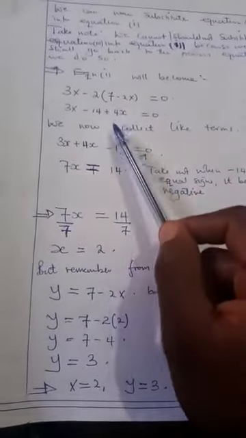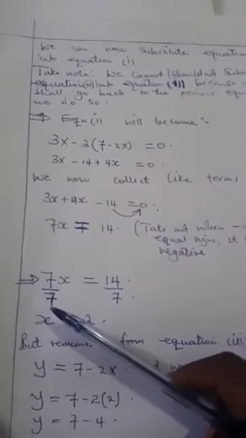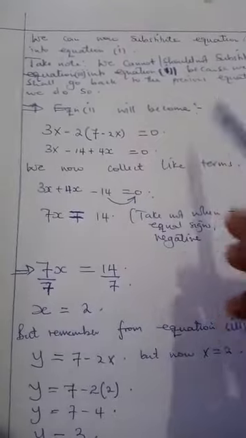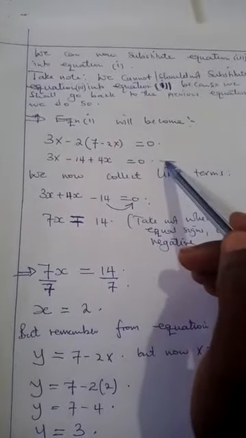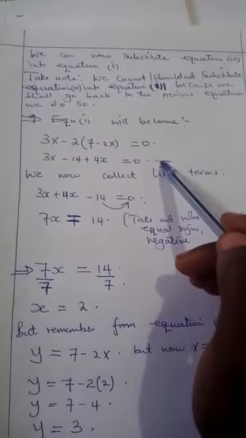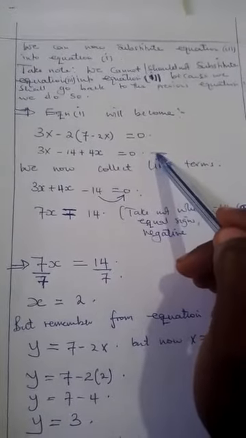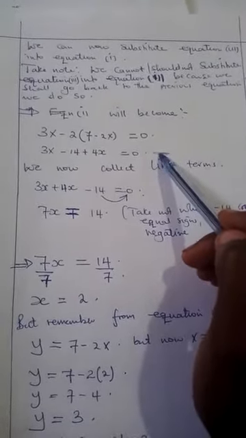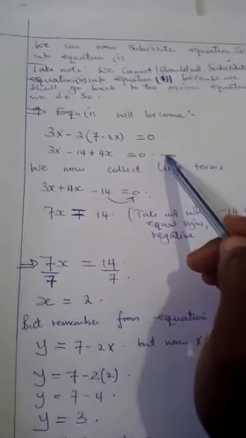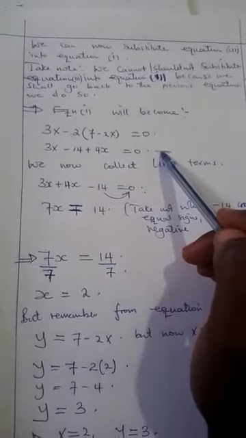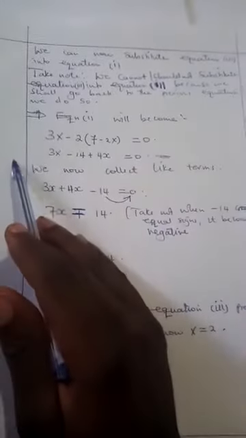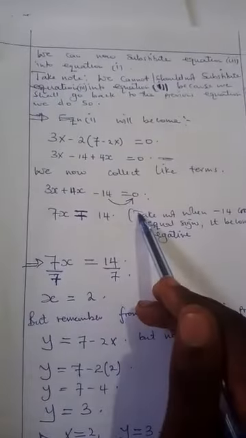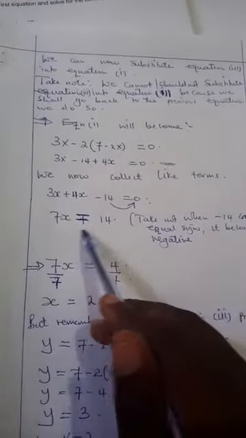And from there, we can collect the like terms, because now we want to find the value of x. If you look at this equation, you can see that the only variable, or the only unknown that we have now, is x. And so we can now collect like terms. When we collect like terms, we can have the x's on one side and the constant on one side, and therefore we get the value of x.